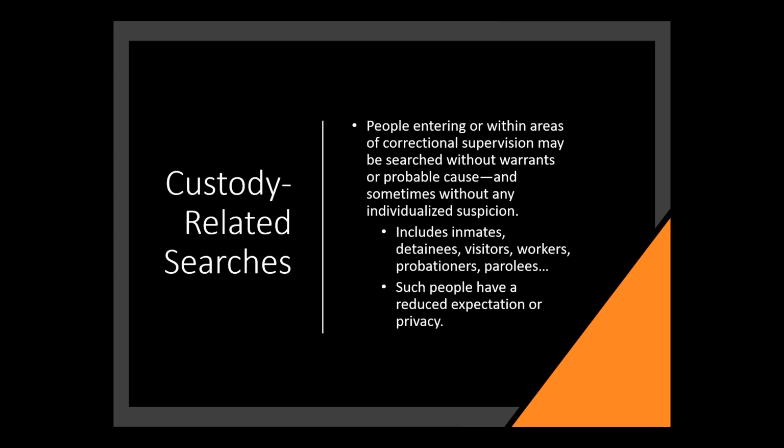And as they come in, of course, most of them are coming there to visit. Some of them, though, might be coming there to do things like help them break out of the prison, or provide them with illegal substances, or even things like smuggling cell phones, which is a very important instrument inside prison. So people entering or within areas of correctional supervision can be searched without warrant or probable cause, and sometimes without any suspicion. So again, if you're going into a prison, you're not a convict here, you have a lower expectation of privacy.